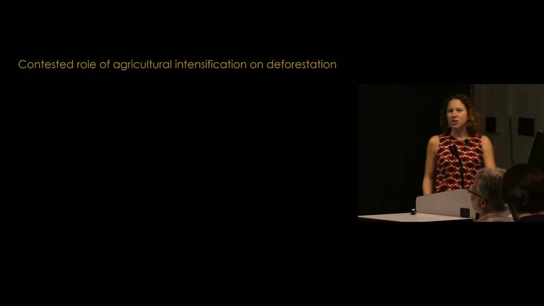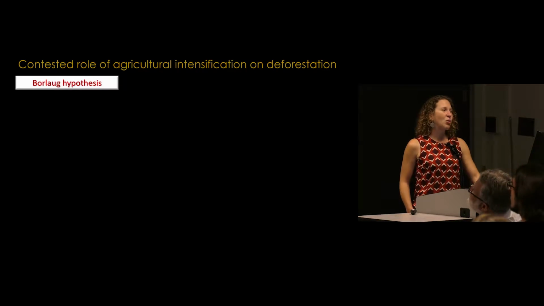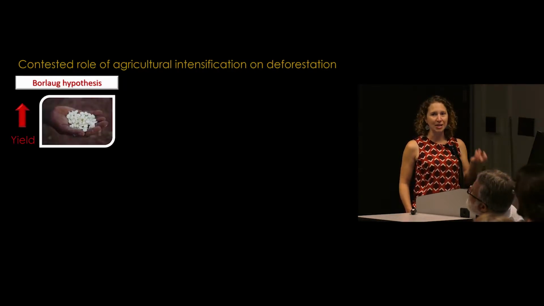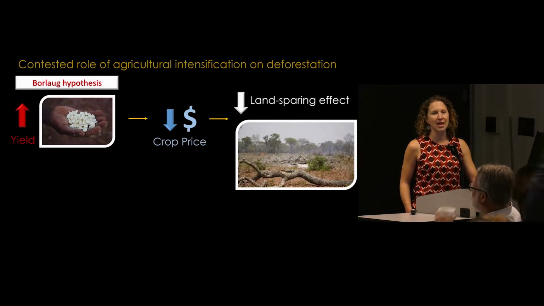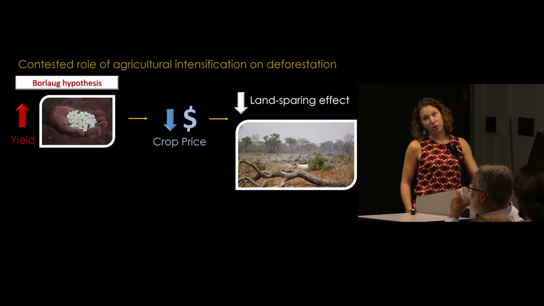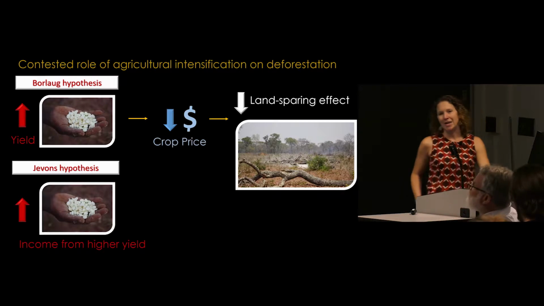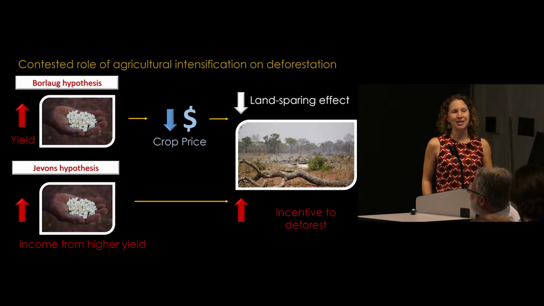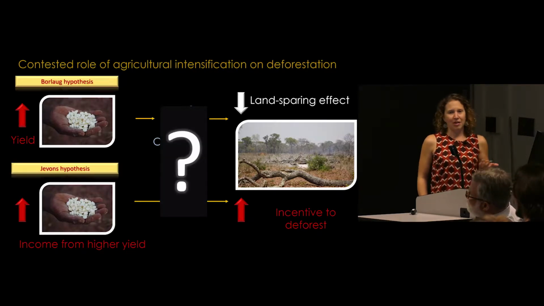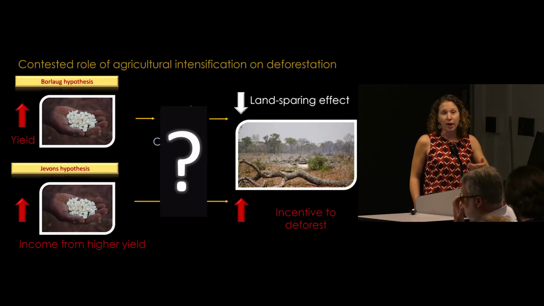If we look at theory, what does it tell us about agricultural intensification and deforestation? Well, we have the Borlaug hypothesis, which tells us that as we increase yields, the crop price will go down, and this will have a land-sparing effect, so we're going to save forest land. But there's another theory, called the Jevons hypothesis, that says that anything that raises income from agricultural production, including higher yield, will actually incentivize deforestation. So it's not clear from the theoretical point of view what can happen when we improve productivity of the land. It's important to go to empirical evidence.